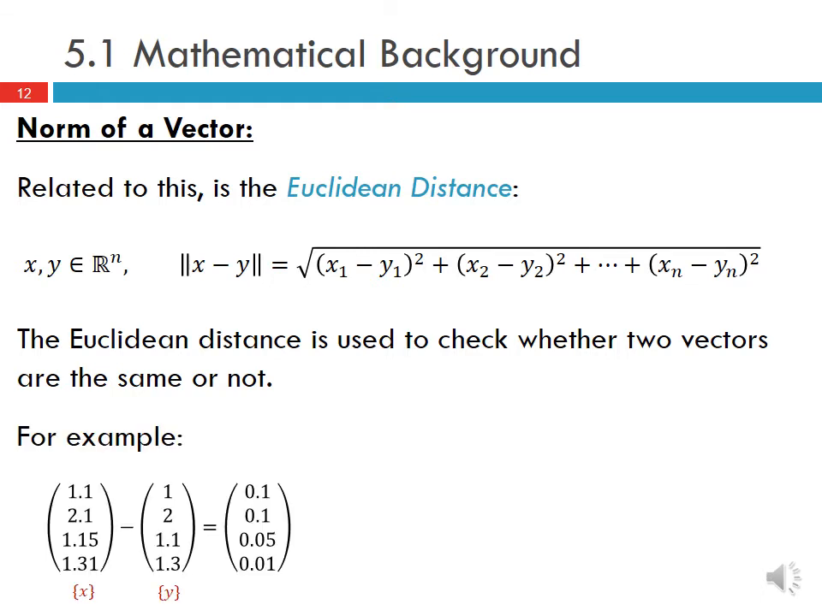For example, if I have x and y defined here, this would be in R4. We take the difference, x minus y, which is (0.1, 0.1, 0.05, 0.01), and then we take the norm of that. That tells us how close x and y are to each other. If this norm is 0, then x and y are equal to each other.